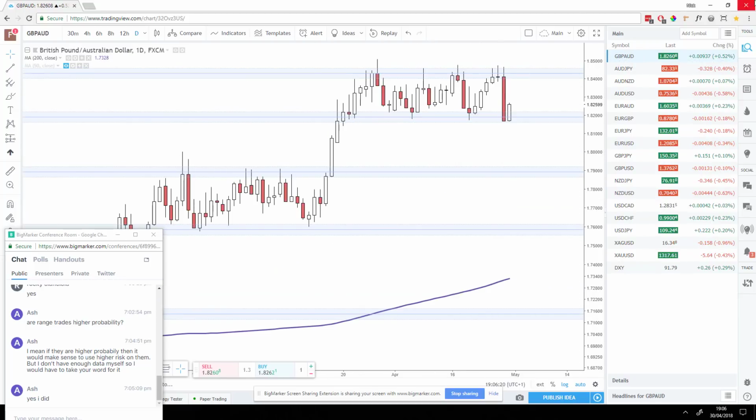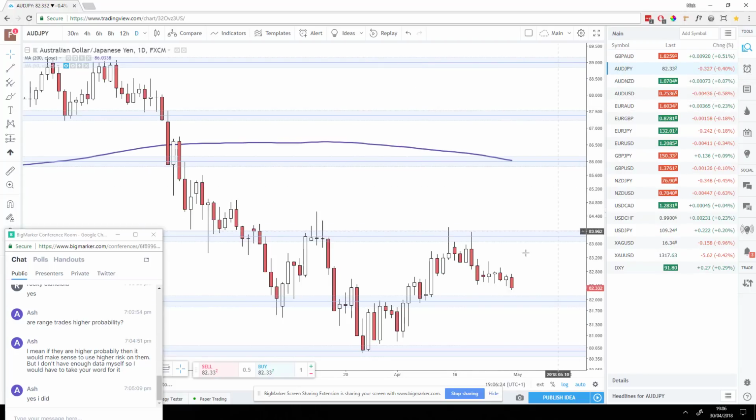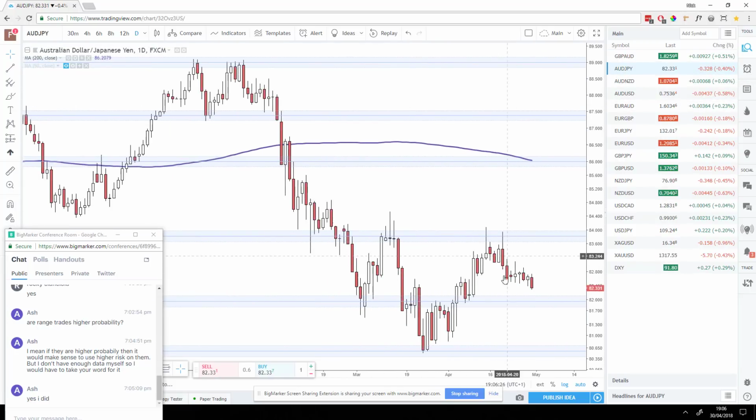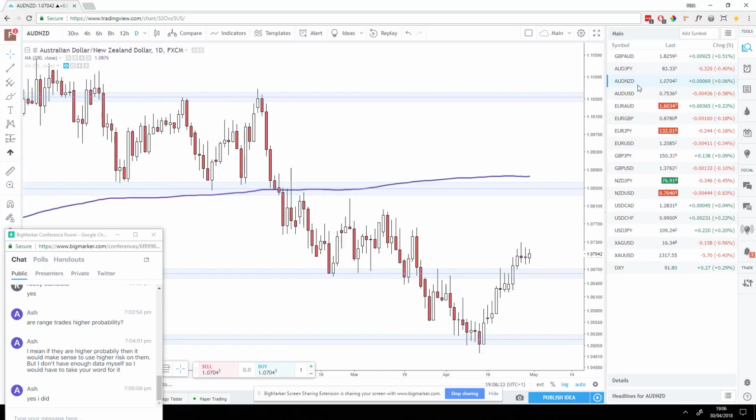Anyway, let's get back to the analysis because I don't have that long today, unfortunately. AUDJPY is just stuck in between support resistance. Nothing much going on here. Can't really do much when price is between support resistance.